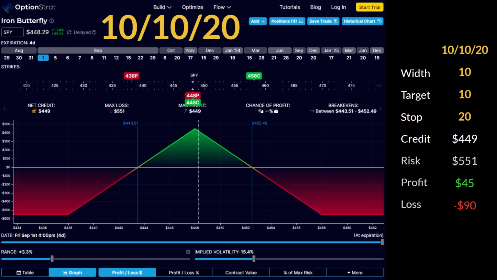Here is a screenshot of OptionStrat, and this is a tool that I use quite frequently to analyze options trades. And I have a video on this already, a walkthrough of how to use it.